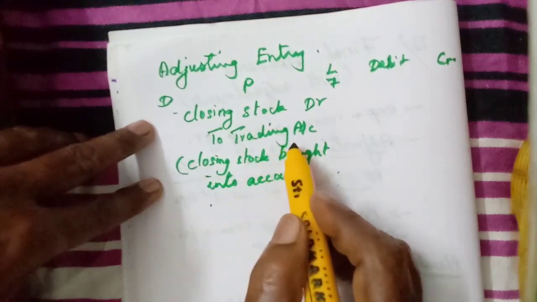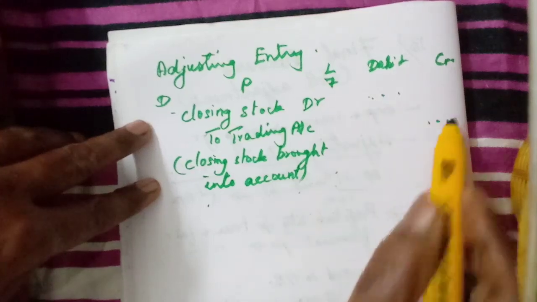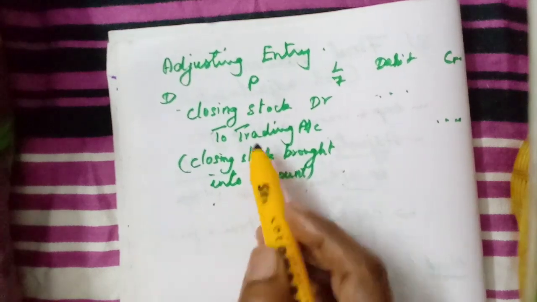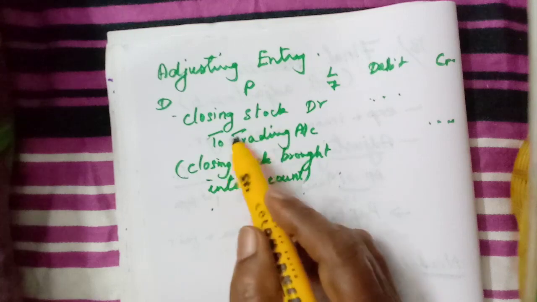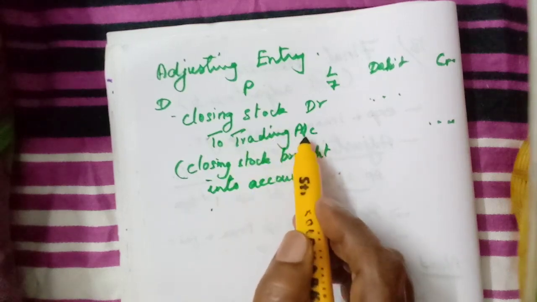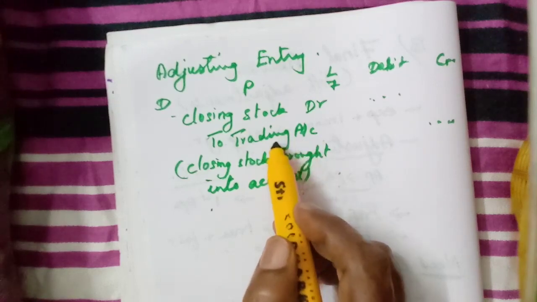Okay, brought into account. Then we have to write the amount here. Okay, only one adjusting entry. See, closing stock is an asset, so we have debited this. We are going to credit the trading account. Okay, because we are in the credit side only we will enter.